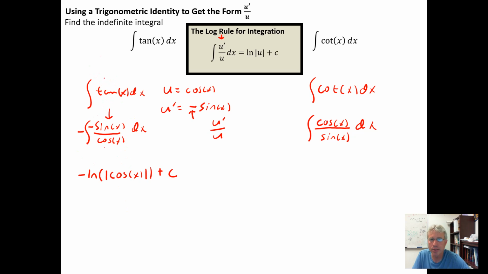So this gives us a formula that, if we can memorize it, we can just directly integrate the tangent function into this form. If we can't memorize the formula, then we can at least recognize that the tangent can be rewritten in a u prime over u form.